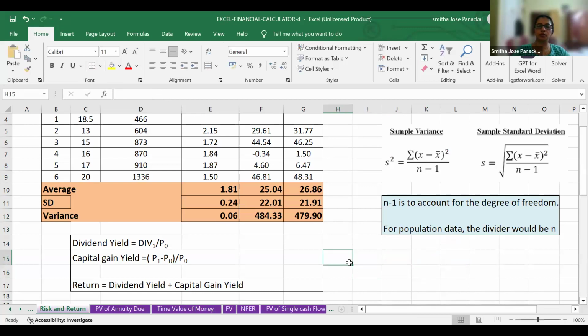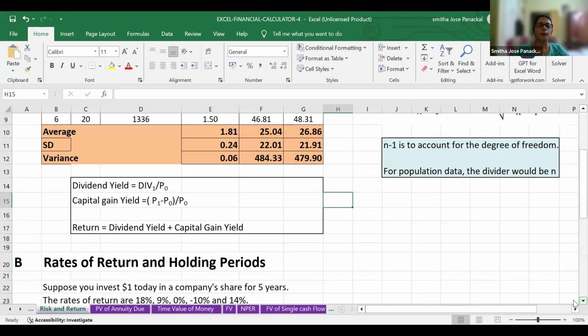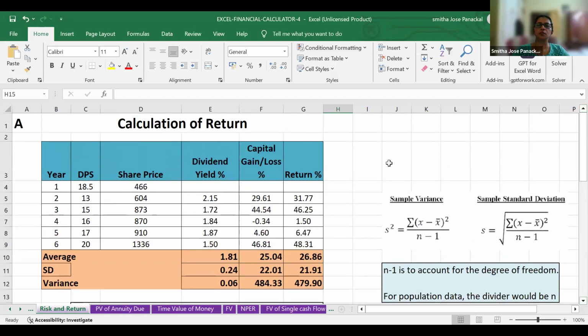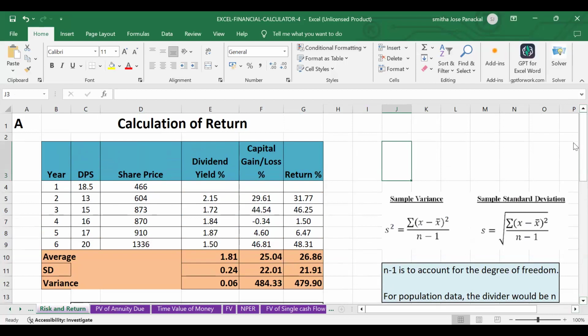Then beta, I told you, systematic risk is usually expressed as beta. Beta values are available, or if you want, you can calculate using the correlation method or regression method. Formula is available. I hope it is clear. Is there any doubt? Any doubt with respect to these two concepts, return and risk?